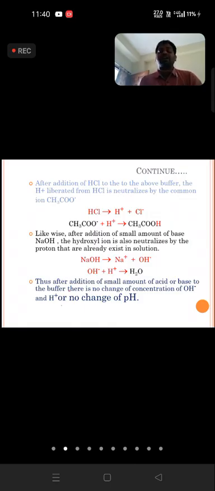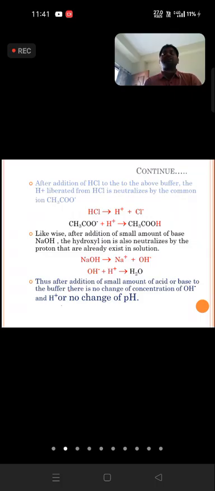Likewise, after addition of NaOH to the aqueous solution, NaOH also generates an extra amount of OH minus ion, but this extra amount of OH minus ion is neutralized by the H plus that already exists within the buffer solution. Thus, upon addition of HCl or NaOH, there is no change of pH, and this is the buffer action.